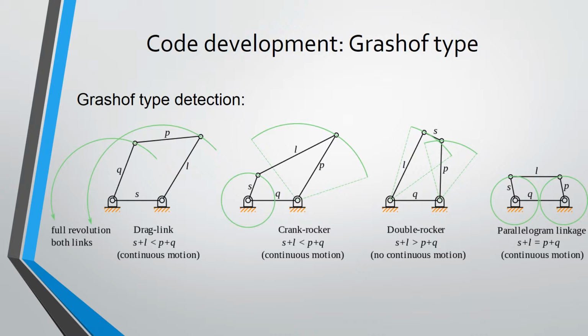The first stage of code development was detection of the Grashof type of the mechanism. Nested if statements were used to determine and display the type that was input, with an error message displayed if an invalid linkage was entered.